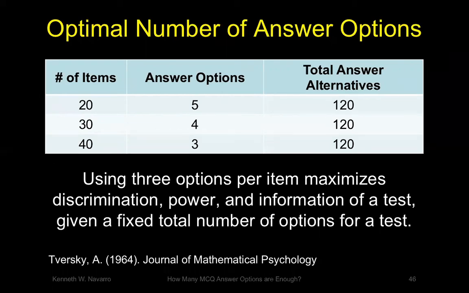Now, one of the interesting things about this is let's take a look at that, for example, the answer options 4 and the answer options 3. If you currently have a 4 answer option 30-item exam, you can give a 3 answer option exam with 40 items in about the same amount of time. And notice then again that your total answer alternatives would stay the same. It would take roughly the same amount of time for the student to take that exam, but I could add 10 additional questions. And when you do that, then you maximize the discrimination power and information that you're able to get from that test.